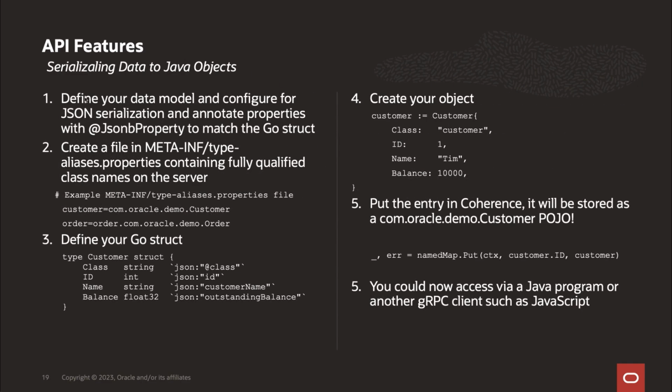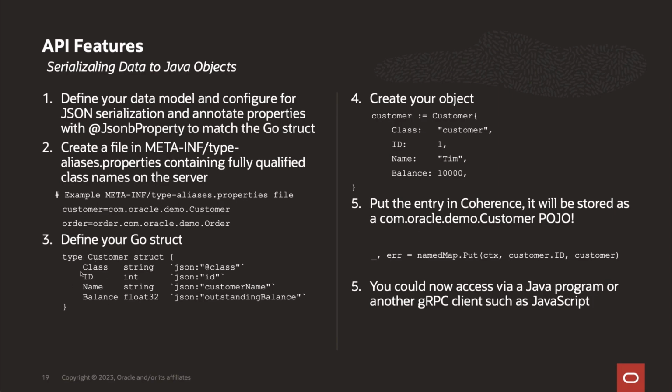To do this, we need to do the following. We define your data model on the server, configure JSON serialization, and annotate properties with JsonbProperty to match the Go struct. We create a file on the server called META-INF/type-aliases.properties containing an alias and a fully qualified class name of the server. So customer equals com.oracle.demo.Customer.